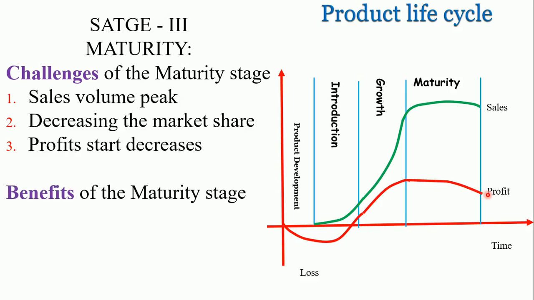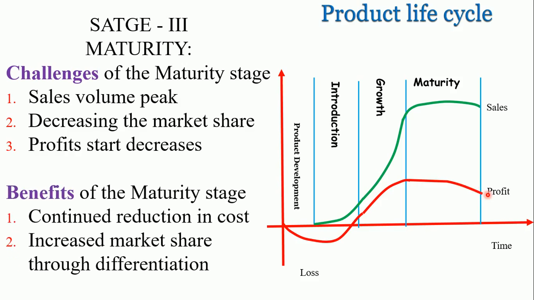What are the benefits for this maturity stage? Continuous reduction in cost. You can continuously reduce your cost to maintain this sales graph. Otherwise your sales drastically move towards decline. So you can continuously reduce your cost and increase market share through differentiation activity. This is called the maturity stage.